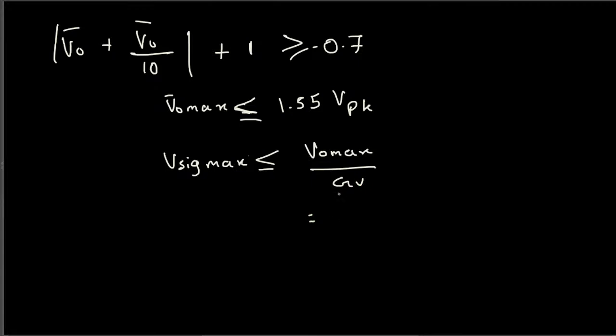And VO max is 1.55 V peak divided by 10. 10 is the gain. So that's going to end up being 0.155 V peak. And that's our final answer.